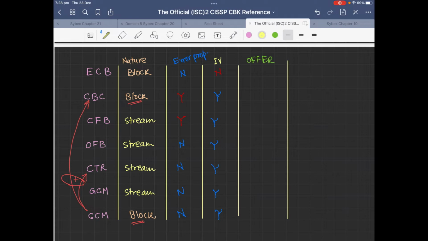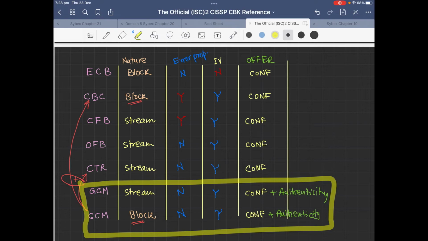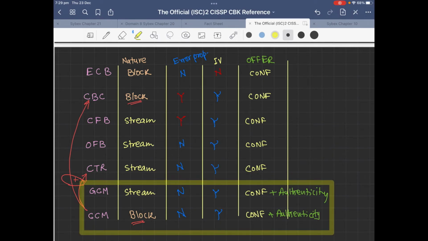So this one will provide confidentiality. Basically it encrypts, so it provides confidentiality. So confidentiality is the common thing for everyone, and then this also confidentiality. But the last two, like GCM and CCM, provide one more thing, which is authenticity. Right, so this is important, and I think we should have this in our mind all the time, that these two provide confidentiality plus authenticity.